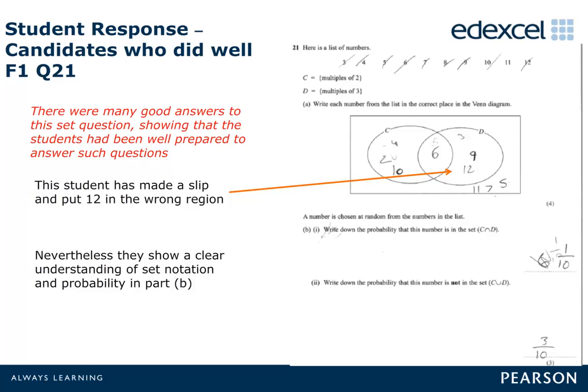We shall continue by looking at some specific examples. We start with paper F1, question 21. From the Principal Examiner's report: there were many good answers to this set question, showing that the students had been well prepared to answer such questions. In the Venn diagram, this student has made a slip. The 12 is in the wrong region. The student does show a good understanding of probability when answering Part B.